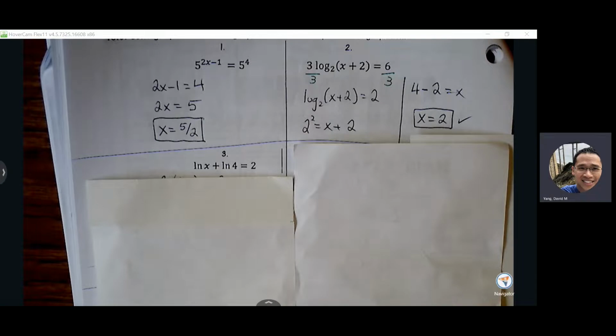Okay, number 3. I'll just start number 3. Product property, right? If I see multiple logs either added or subtracted, I'm always going to look for ways to merge them together, right? So product property. Natural log of A plus natural log of B will be natural log of A times B.